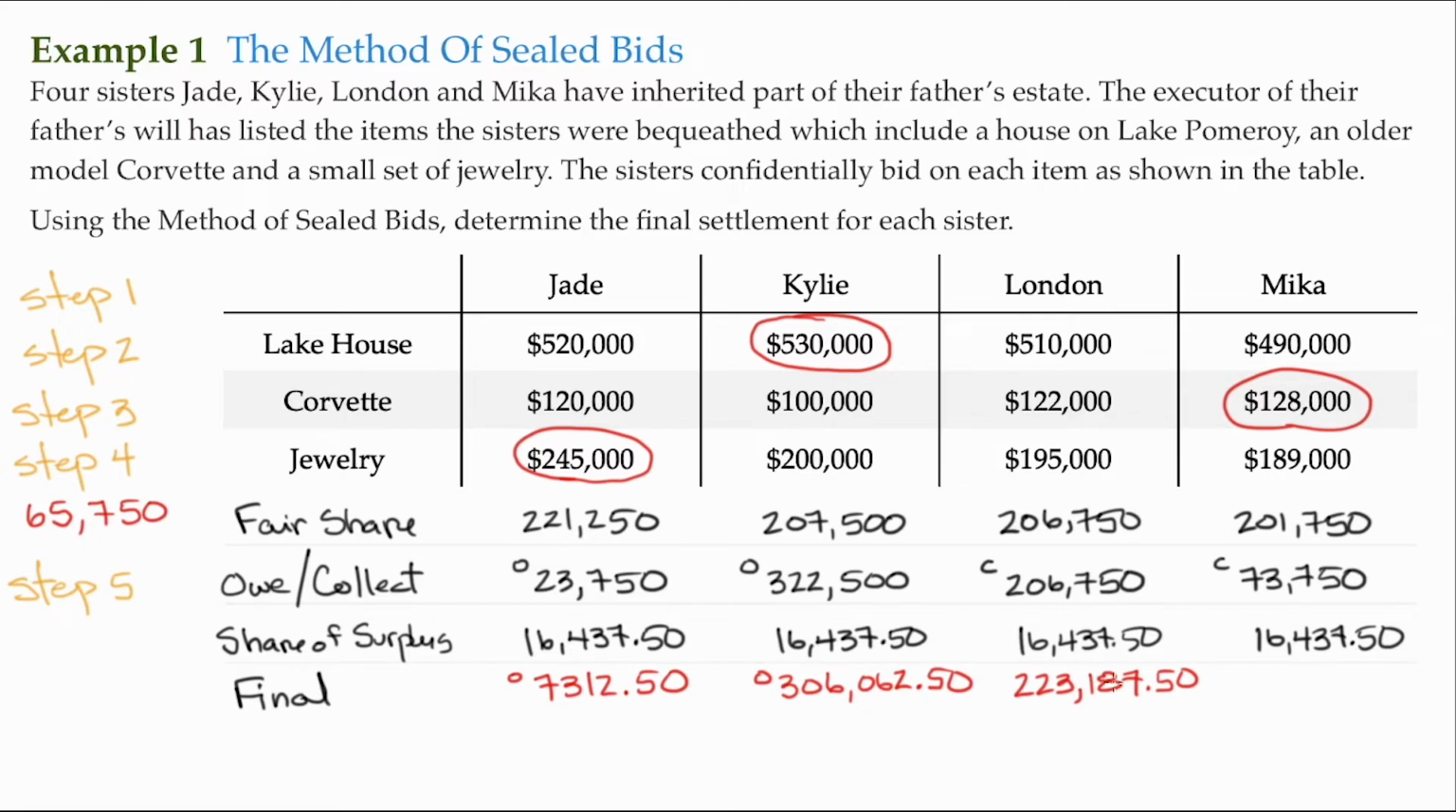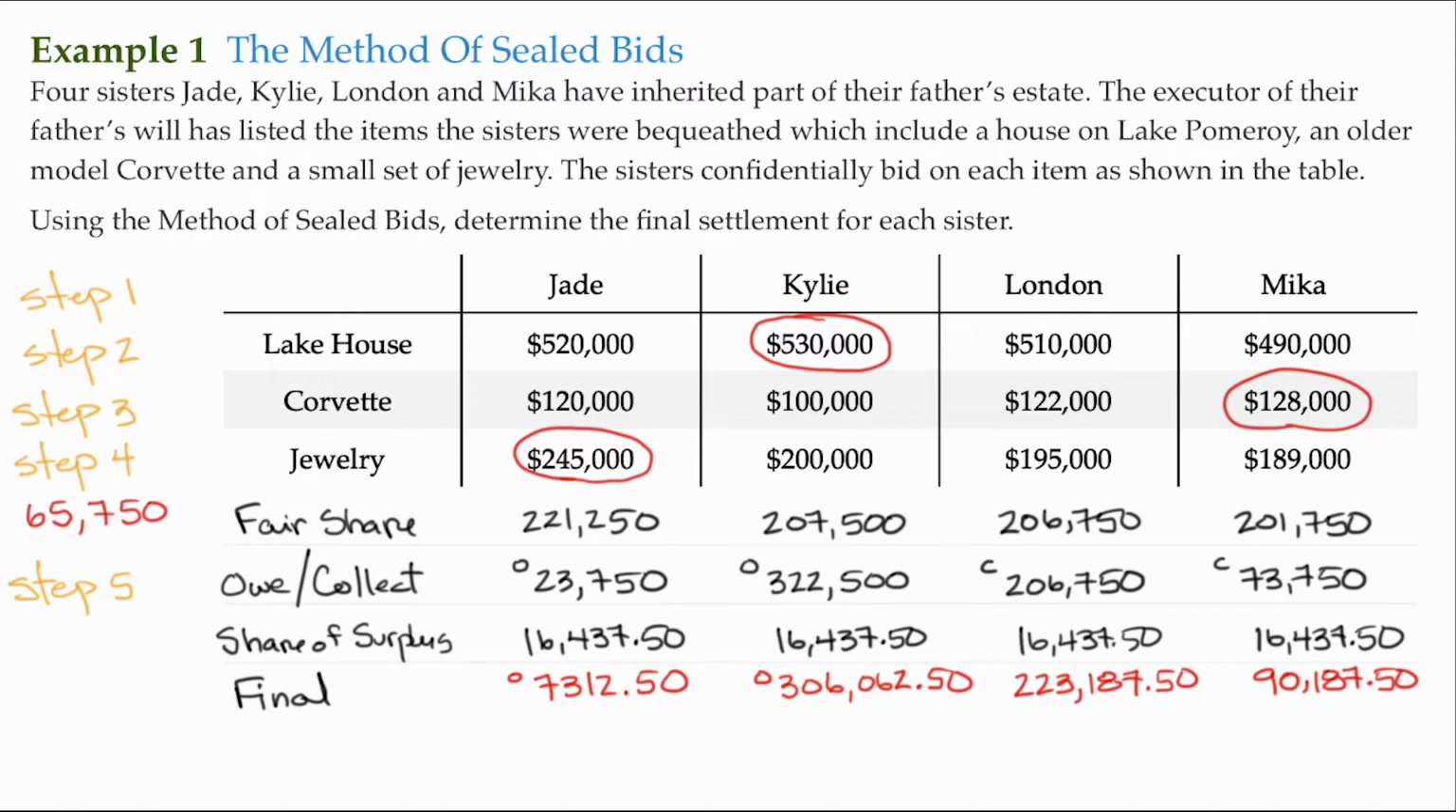And finally, Mika. Mika winds up getting the Corvette. She expects to get $201,750. So to even that out, the estate gives her $73,750. But then again, there's the surplus of $16,437.50. So we just tally these together, and this comes out to be $90,187.50. So Mika's final settlement is she gets the Corvette and $90,187.50 in cash.